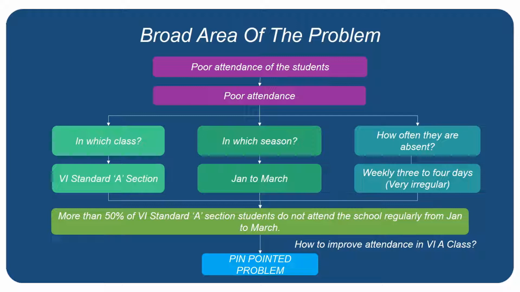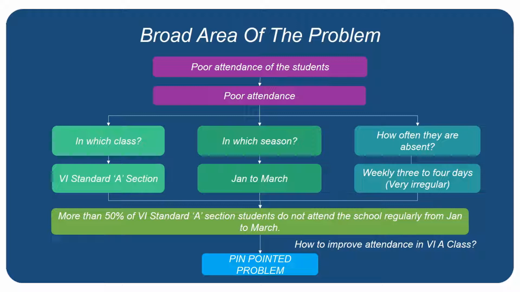Let us take this problem as poor attendance of the students. When we say poor attendance of the students, in which class or in which season? Sometimes seasonally students don't attend or attend less, or how often they are absent if they are absent. These questions, if we ask ourselves, we may come to know, for example, that in which class, for example, 6th standard A section, and in which season, say for example, the teacher has observed the majority of the students are absent from the month January to March. Maybe seasonally it is affecting. Then how often they are absent? Maybe weekly 3 to 4 times, very irregular if they are.